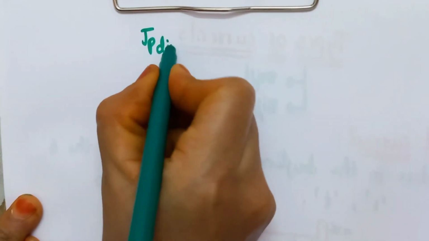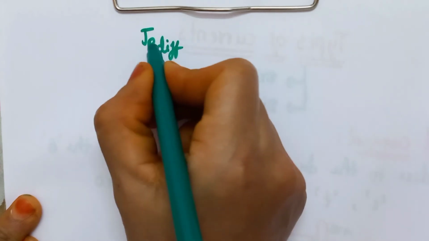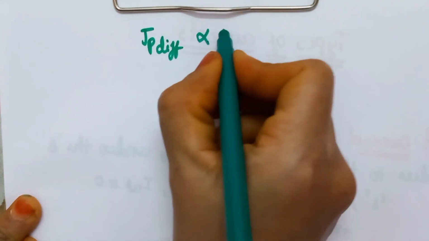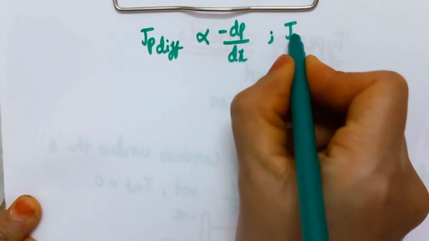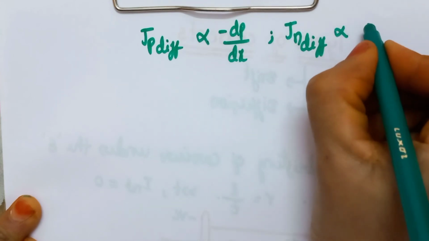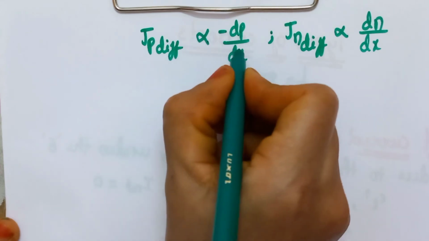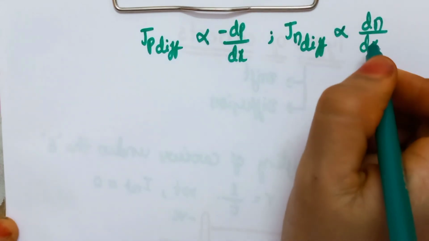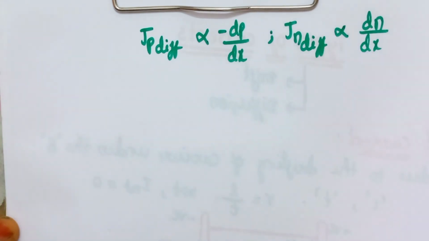We can write the expression for J_p diffusion, that is the diffusion current in a p-type semiconductor due to holes. Diffusion current due to holes is proportional to minus dp by dx. Similarly, the diffusion current due to electrons is given by J_n diffusion proportional to dn by dx. Here we are taking the negative sign for holes because it is in the opposite direction. For electrons we are not considering the negative sign because it is in the same direction along the length.